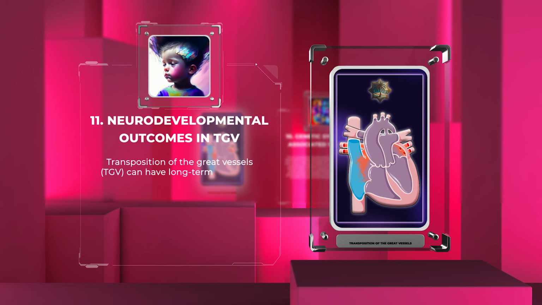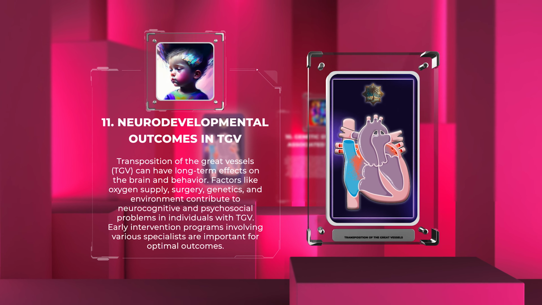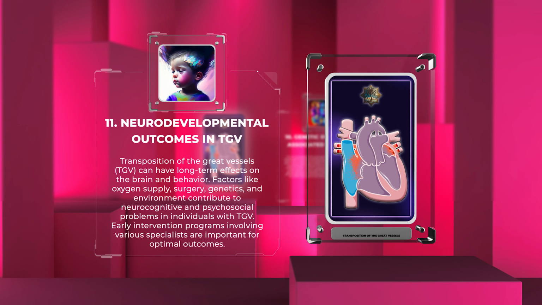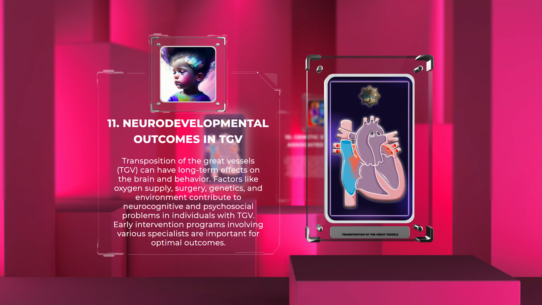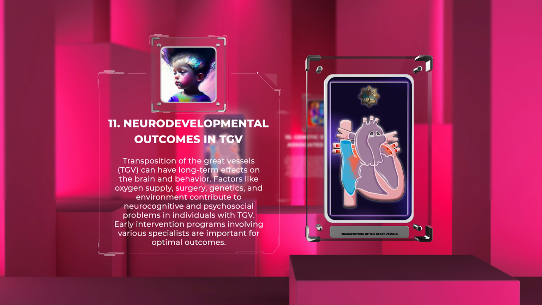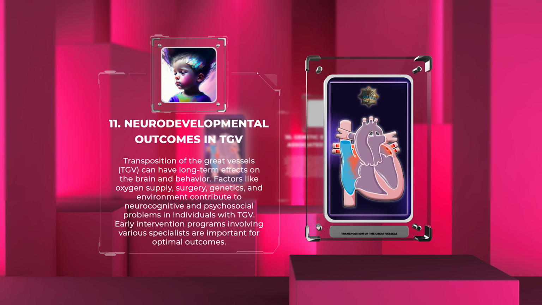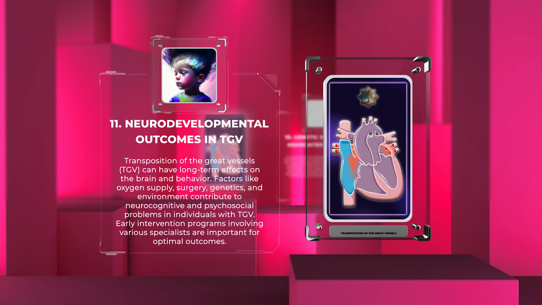Transposition of the great vessels, TGV, can have long-term effects on the brain and behavior. Factors like oxygen supply, surgery, genetics, and environment contribute to neurocognitive and psychosocial problems in individuals with TGV. Early intervention programs involving various specialists are important for optimal outcomes.